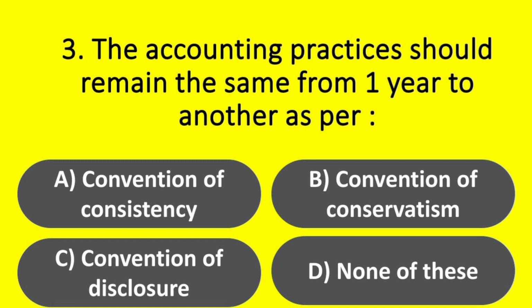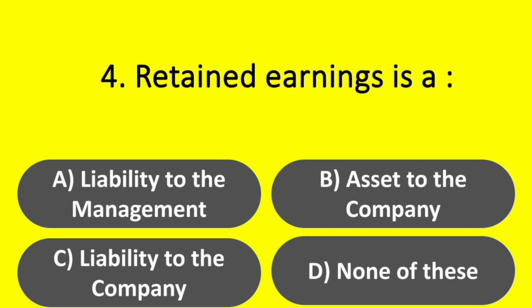The accounting practices should remain the same from one year to another as per option A, convention of consistency, option B, convention of conservatism, option C, convention of disclosure, option D, none of these. Answer option A, convention of consistency.